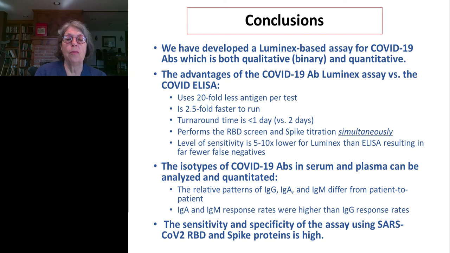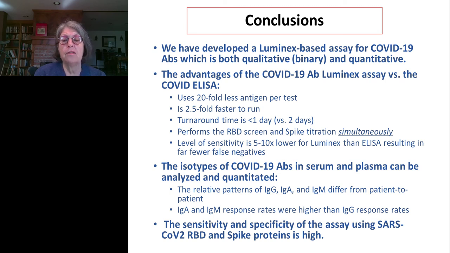You can perform the RBD screen and the spike titration simultaneously, whereas with ELISA, it has to be done sequentially. And the level of sensitivity is 5 to 10-fold better for Luminex than for ELISA. And this results in fewer false negatives. The isotypes of COVID-19 antibody in serum and plasma can be analyzed and quantitated.